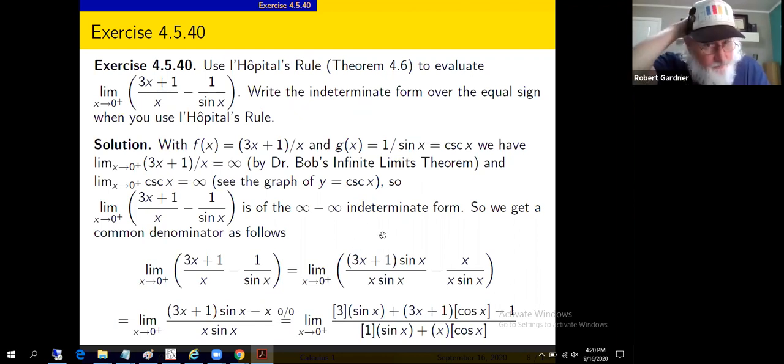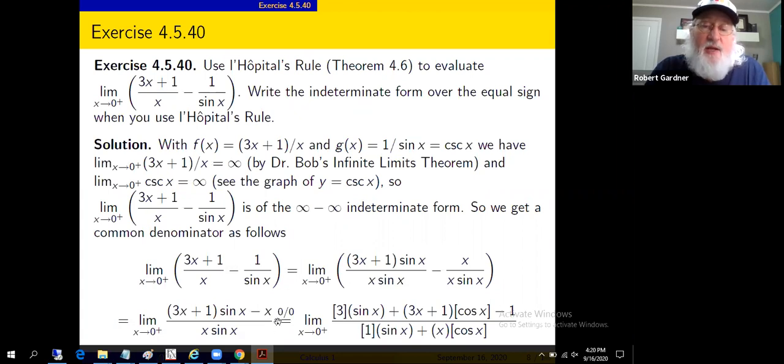Okay, so the least common denominator would be the product of the two denominators. So I need to multiply this by sine x over sine x. I need to multiply this one by x over x. That'll give us the x sine x in both cases. Get the common denominator, do the arithmetic, take the difference. So we get 3x plus 1 times sine x minus x in the numerator, x sine x in the denominator.